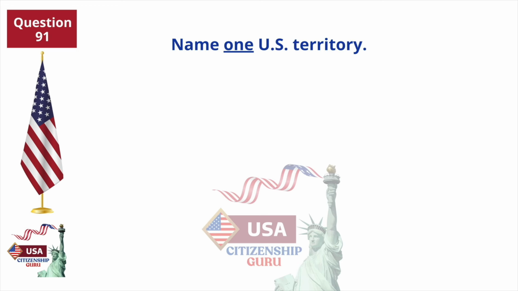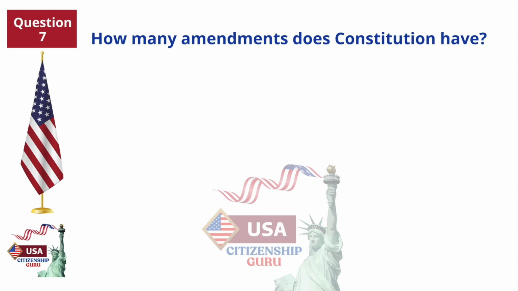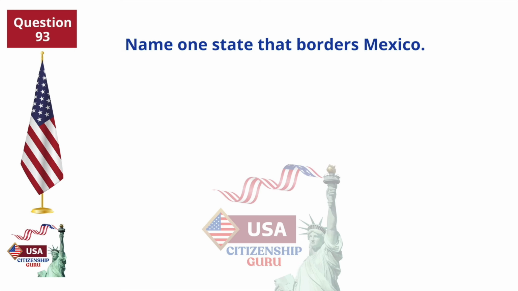Name one U.S. territory. Guam. How many amendments does the Constitution have? 27. Name one state that borders Mexico. Arizona.